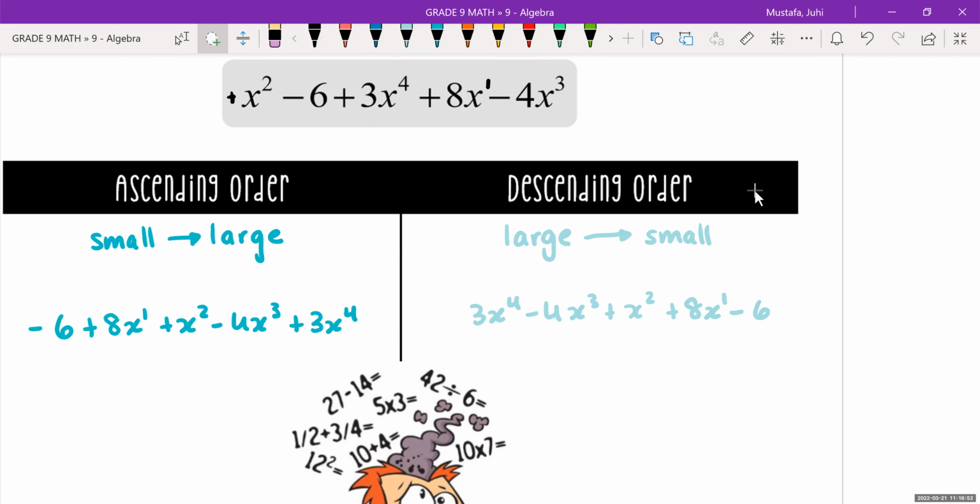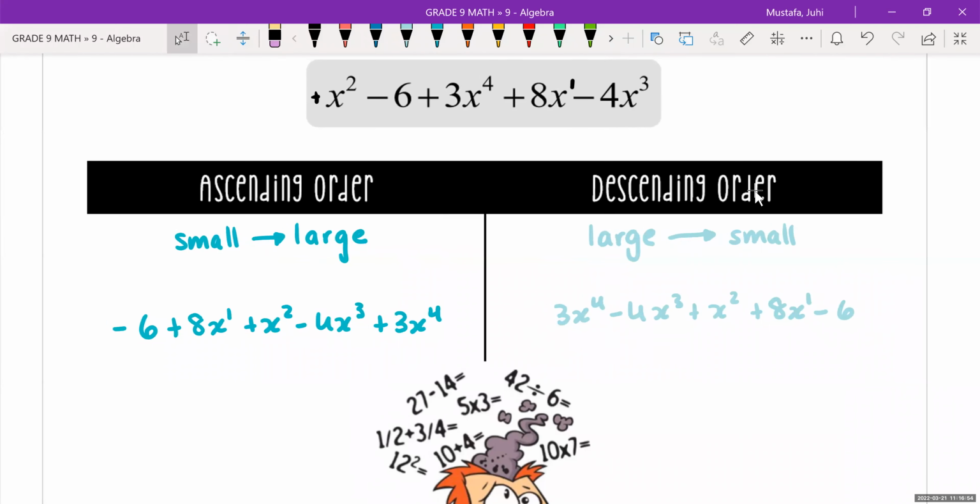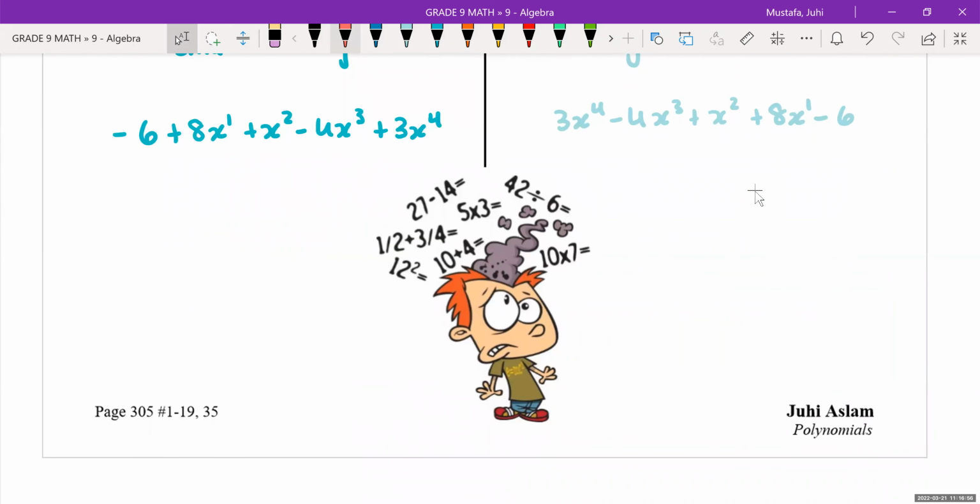So when you're done this question and you've checked your work, just keep in mind your homework is always written on the bottom left-hand side. So for this part, it's going to be page 305, numbers 1 to 19 and 35. And you guys have about 20 minutes. You can probably start some work now.